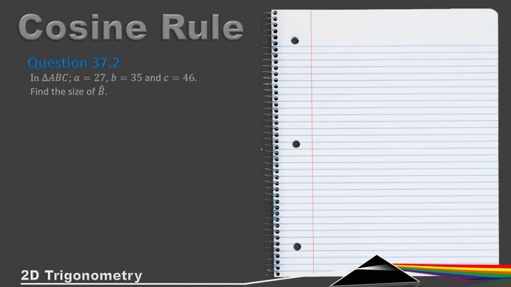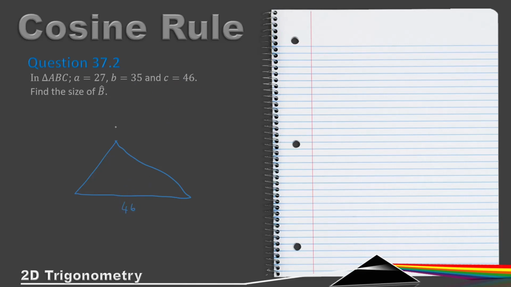Okay, then for the final question, they've not given us a sketch. They've just stated in triangle ABC, A is 27, B is 35, and C is 46. Find the size of B. So we can just do a little pencil sketch just to give us a basic layout of what it looks like. So remember, the triangle can basically look like anything. We just know the longest side is C, which is 46.